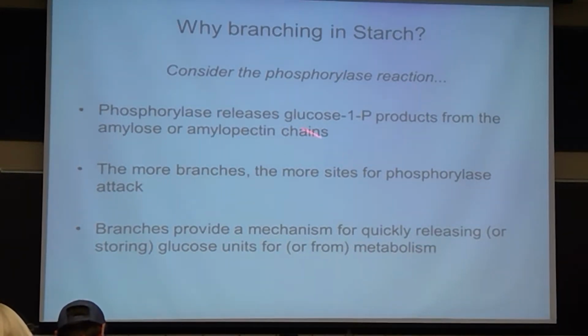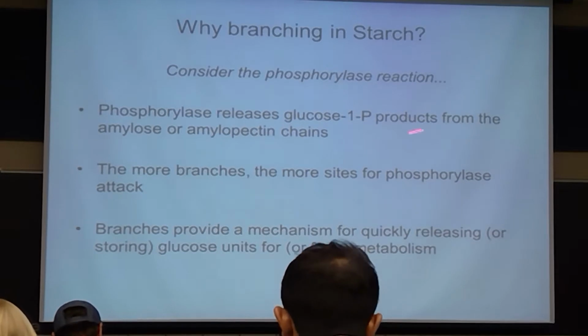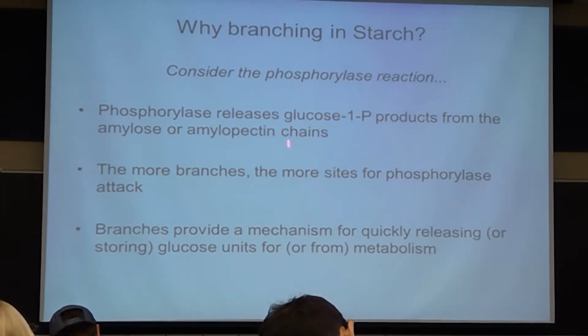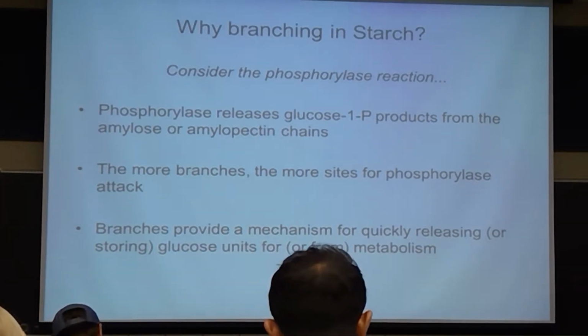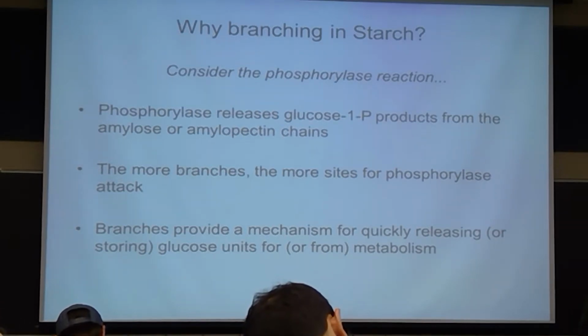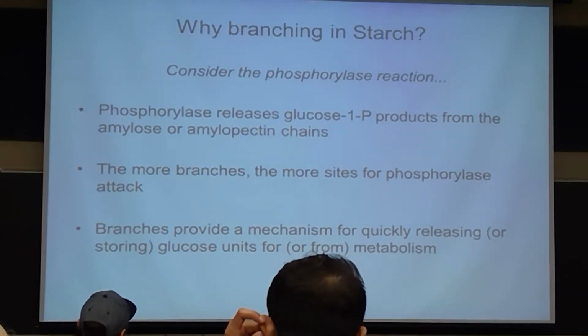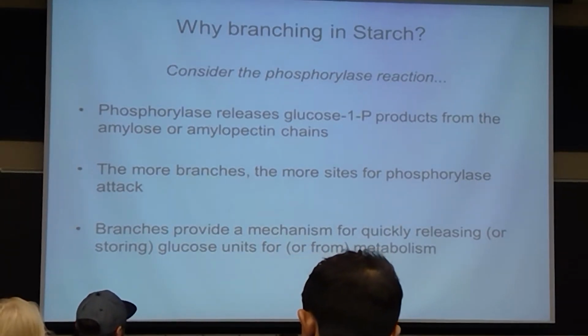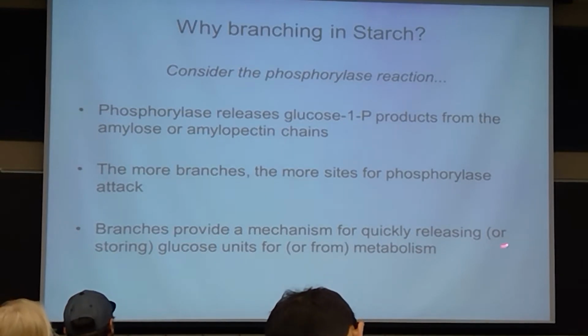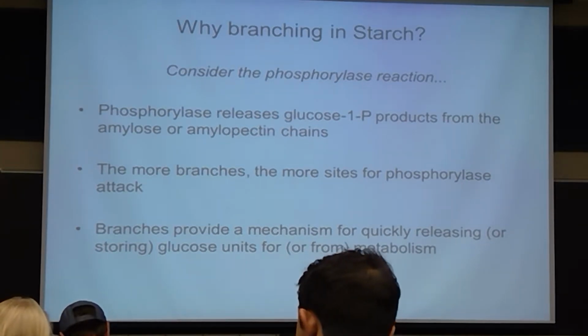So the phosphorylase releases glucose 1-phosphate from the amylose or amylopectin chains, and this glucose 1-phosphate gets into glycolysis and gives the energy. Branches provide higher packing and a higher source of glucose, because when they are hydrolyzed, they give a lot more glucose molecules from the same unit.